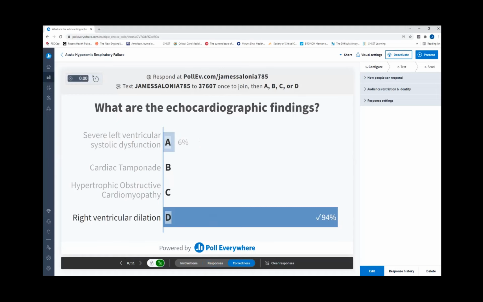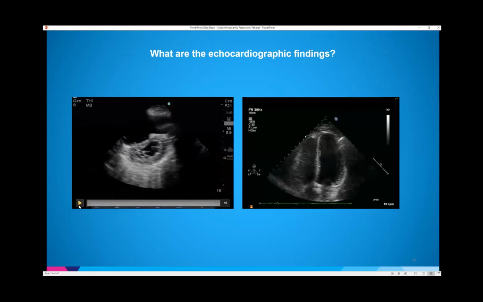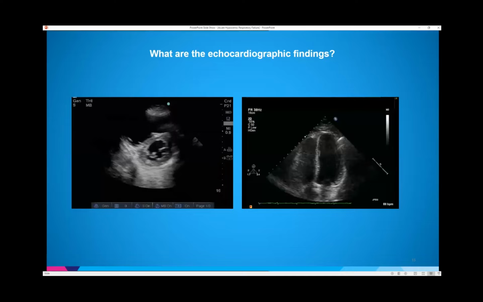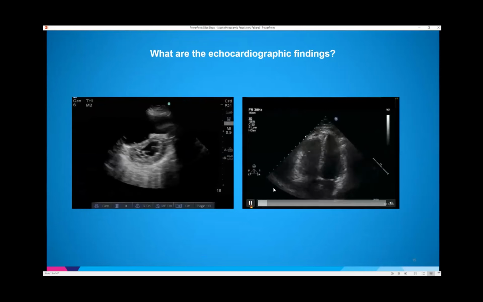So if we go back real quick, you can see right here, the RV much bigger than the left ventricle. Normally it's the other way around. The right ventricle should be less than 2/3 the size of the left ventricle. And you can also look at the septum right here being flattened, telling you that there's some pressure overload on the right side of the heart. Normally the left ventricle has a higher pressure, and the septum bulges into the RV. Over here again, you can see the RV just as big or bigger than the left ventricle.